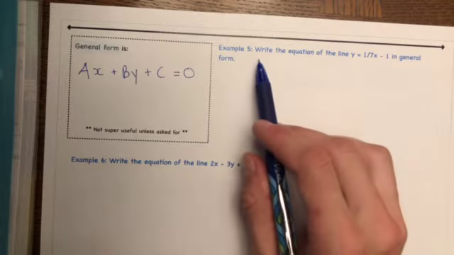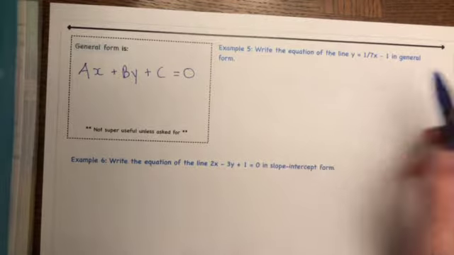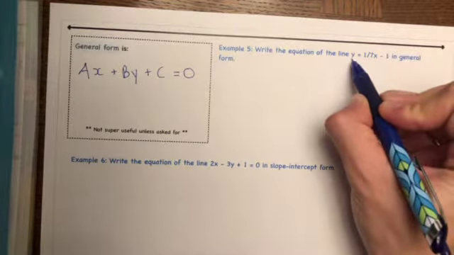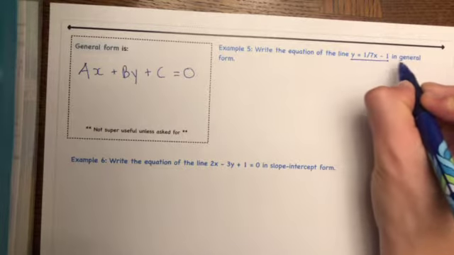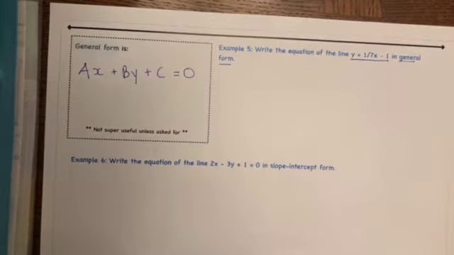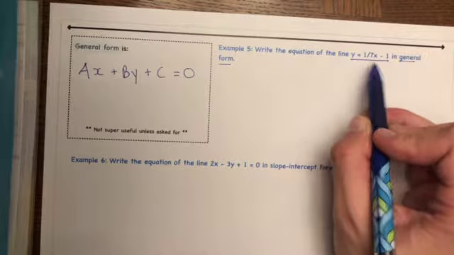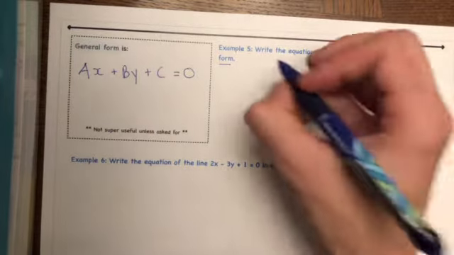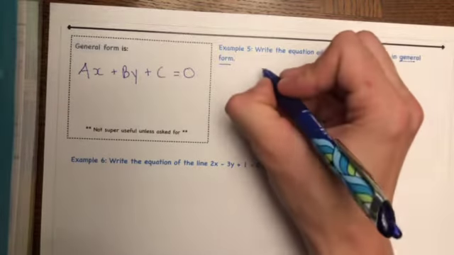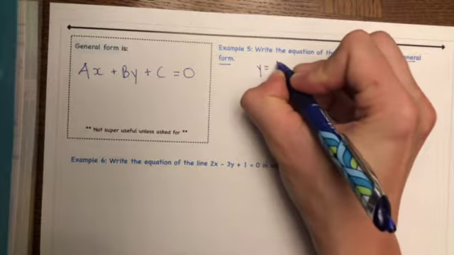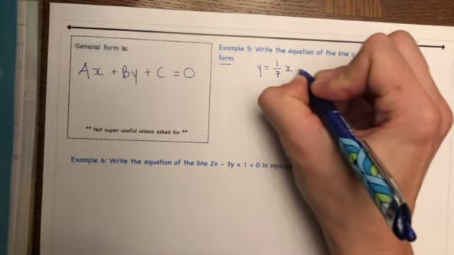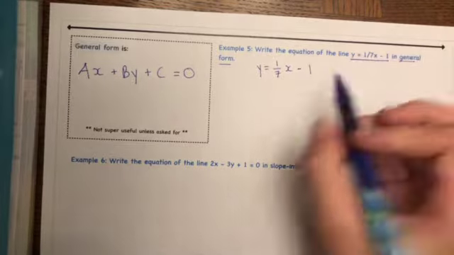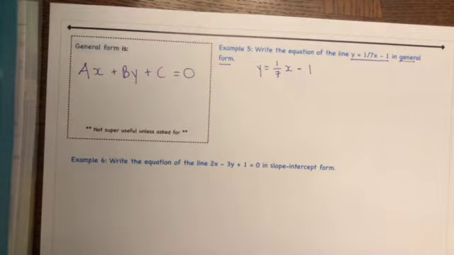But the important thing here is that sometimes we have to transition from a slope-intercept form into a general form, like this question asks. So write the equation of this line in general form. And I'm just going to walk through one quick example of that. So this is us moving into general form. My original equation is y equals 1/7 x minus 1.